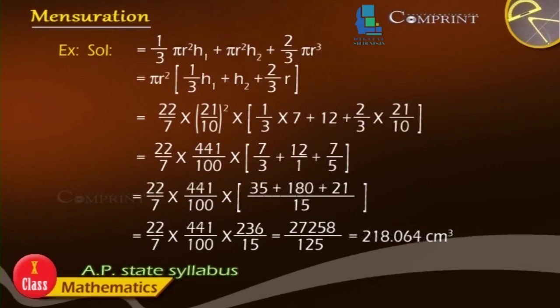= 22 by 7 into (21 by 10) whole square into (1 by 3 into 7 plus 12 plus 2 by 3 into 21 by 10) = 22 by 7 into 441 by 100 into (7 by 3 plus 12 by 1 plus 7 by 5) = 22 by 7 into 441 by 100 into (35 plus 180 plus 21) by 15 = 22 by 7 into 441 by 100 into 236 by 15 = 27,258 by 125 = 218.064 centimeters cube.